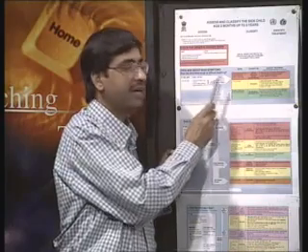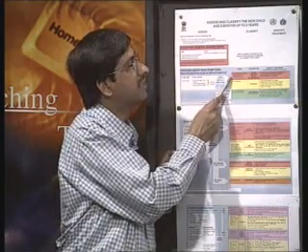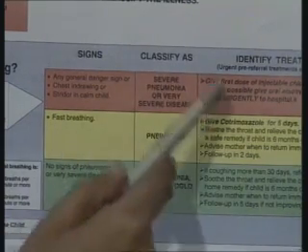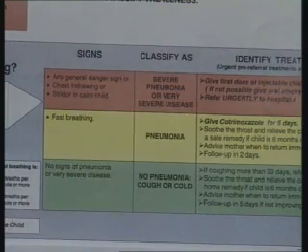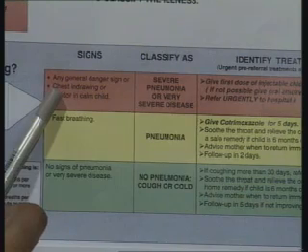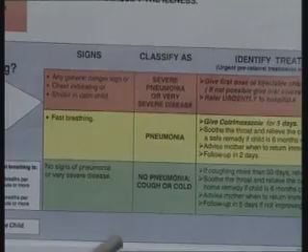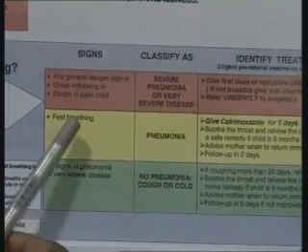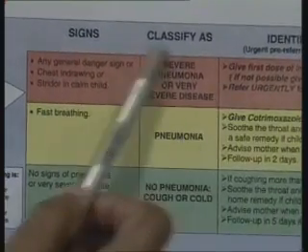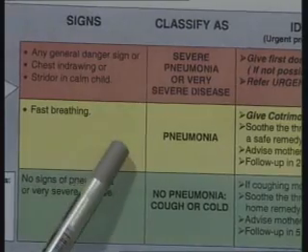A child may have a sign from both these boxes. A child may have a sign in the red box and the yellow box, but our classification will be of the red box. I am giving an example. A child may have chest indrawing and also fast breathing, which is quite common in a child with pneumonia. But here a child who has chest indrawing will be classified as severe pneumonia or very severe disease. That is what the classification will be.